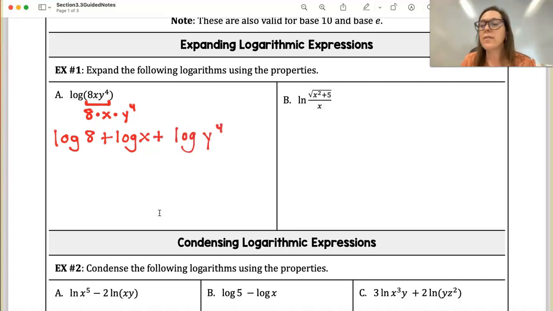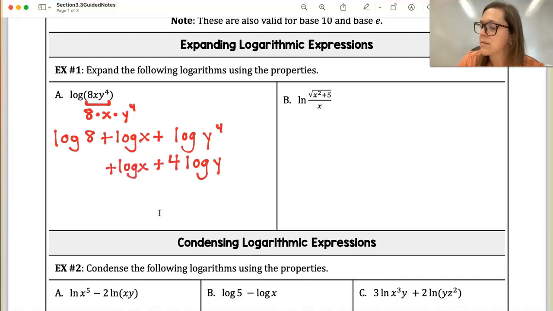So now the only other thing I can do is take care of this part right here using my power property, which brings that 4 out in front. So it'd be 4 log y, and just bring down the rest. So log x plus log 8. I would look at that log 8 to see if I could turn that into a number. It's not a nice number.